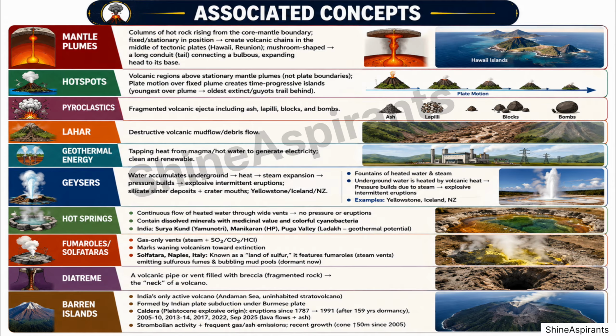guyots trail behind. Pyroclastics: fragmented volcanic ejecta, ash, lapilli, blocks, and bombs. Lahar: destructive volcanic mudflow, debris flow. Geothermal energy: tapping heat from magma and hot water to generate electricity, clean and renewable.